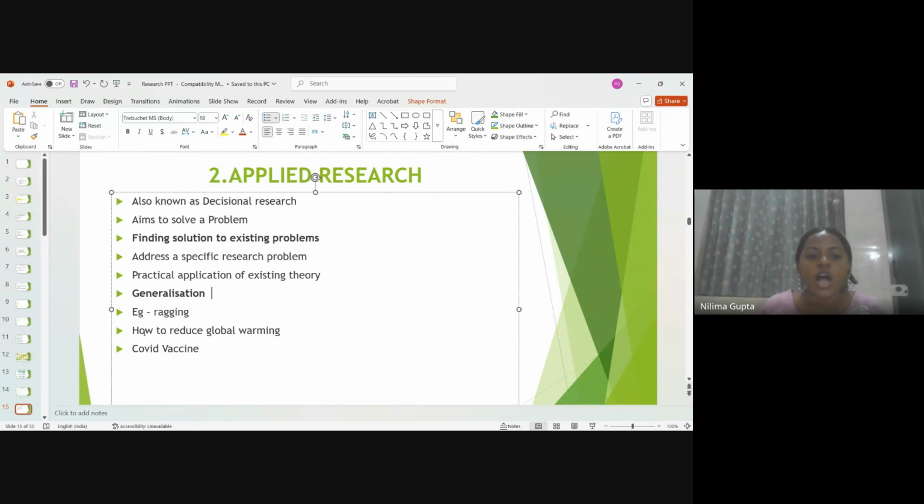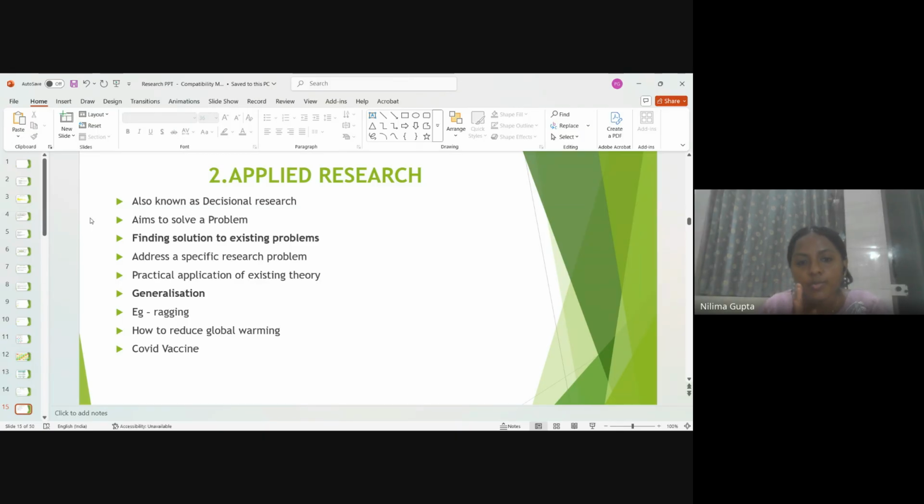Next, for example, how to reduce global warming. If a research has been done and I get a solution to it, it will be very generalized. I've done research and found out that I have to plant trees so that we are not facing the problem of global warming. That is a universal thing that can be followed everywhere to maintain the balance of global warming. And like I told you, the COVID vaccine is a generalized solution to a problem. So whenever there is a generalized solution, it will be applied research.